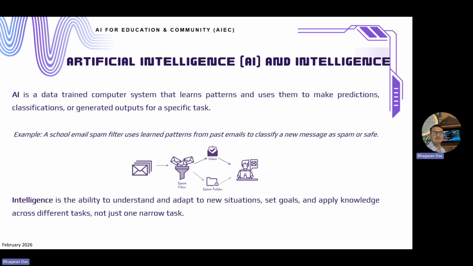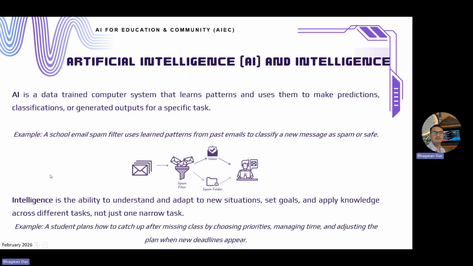Let's say an email is coming in, and it's not even going into the inbox or the spam folder. You want to further categorize it into different categories, which will be considered new situations. You set goals: whether the email comes in the morning or in the evening, and how you characterize it. That will give you more of an idea about intelligence.